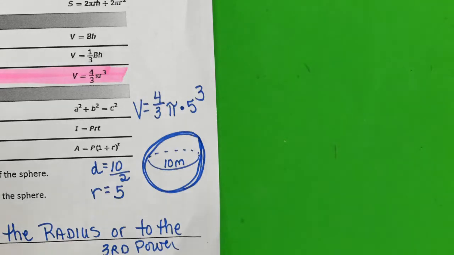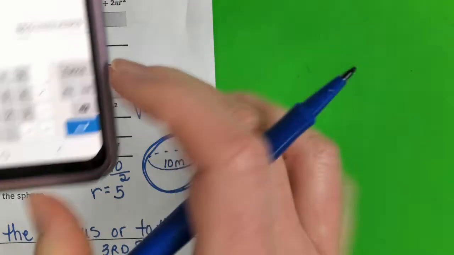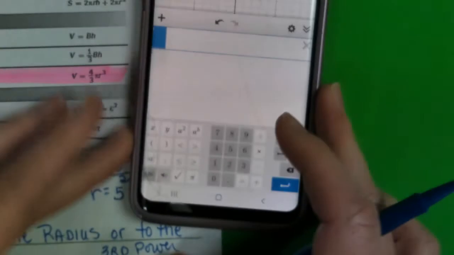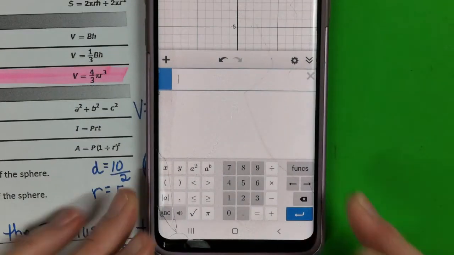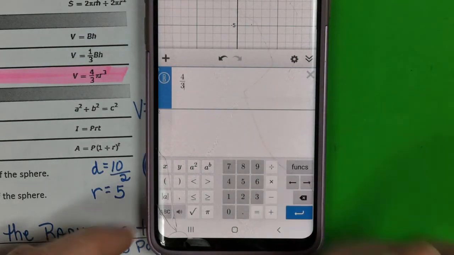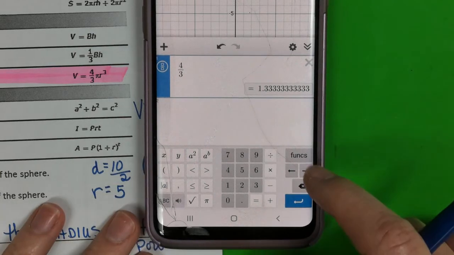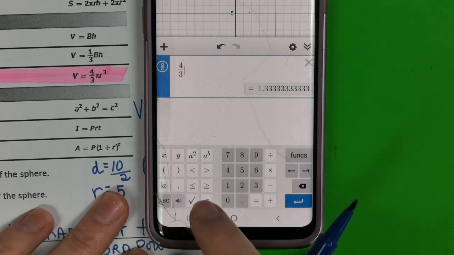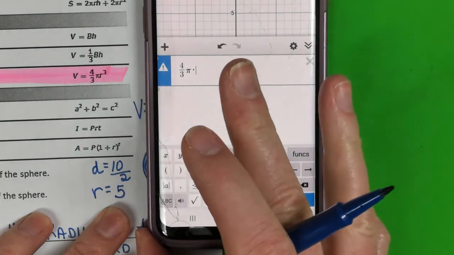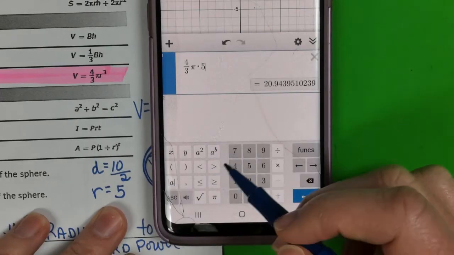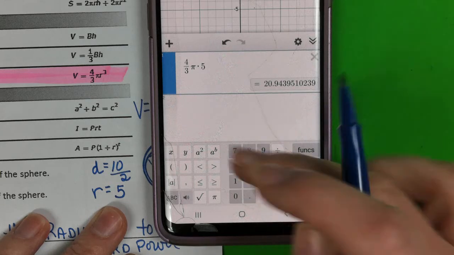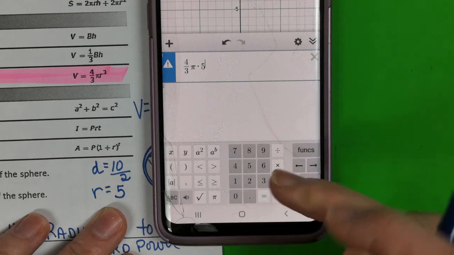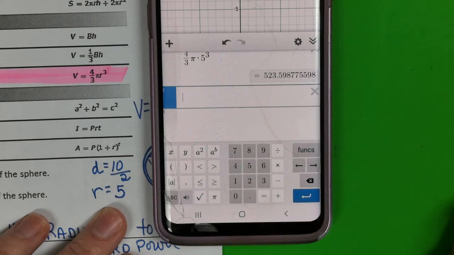Now you can do this with just a regular calculator, but I want to look at how we would do this with Desmos. So here is my Desmos on my phone. I'm going to do 4 divided by 3, which makes a nice pretty fraction. Notice I'm going to arrow to the right to get my cursor out of the denominator. I'm going to use the pi button, and then times my radius, which was 5. And then if I want to do an exponent greater than 2, I'm going to hit the a to the b power. Most calculators have something like that where it's showing the exponent to be something other than 2. And then all I have to do is type in a 3, and there's my answer.